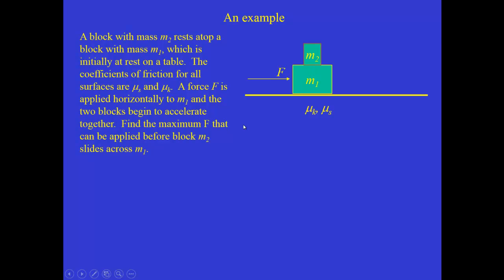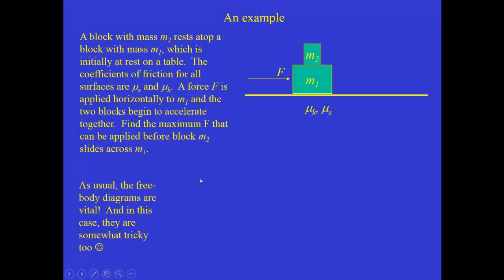So what we're trying to do is find what that force is that would cause M2 to slide across M1. Now, free body diagrams are kind of tricky here because, for example, M1 is in contact with a surface, it's also in contact with M2, and it's experiencing this force F. So let's draw the free body diagram for it. They're kind of tricky in this case, but they're vital to getting the correct answer. So for M1, some of these forces are pretty obvious. There is the force of the surface pushing up on M1. We'll call that the normal force N1. There is the pushing force horizontally, capital F. There is the weight, M1G.